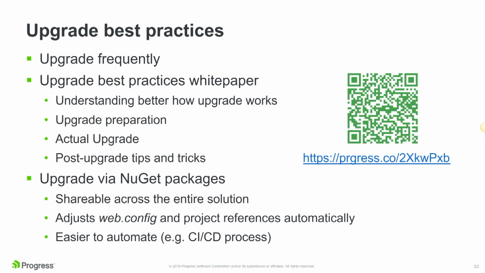First off, it's shareable across the entire solution. So if you have multiple projects in your solution, once you upgrade with NuGet packages, all of them get their references updated at the same time, and you can avoid assembly version mismatch post-upgrade, which is one of the most common problems we've encountered. Similar to the project manager, it can also adjust your web config and project preferences automatically, so you shouldn't take care of that. And this removes a huge burden off your plate. And last but not least, it's really easy to automate, for example, if you want to do a CI/CD workflow process.